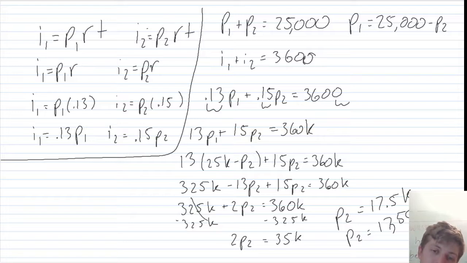How much did he invest at the other interest rate? 250,000 minus 17,500 gives us $7.5 thousand. So yeah, another interest problem. Just take it slow, take your time. Yeah, that's all it takes for these problems. Okay, hopefully this one will be simpler.